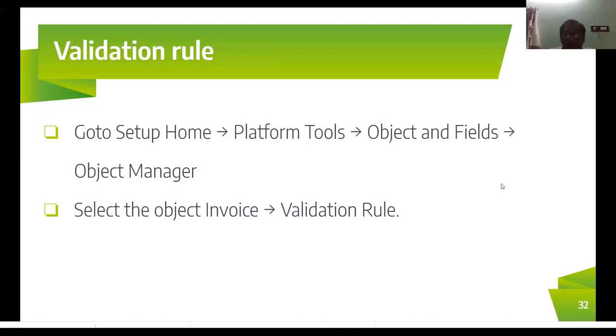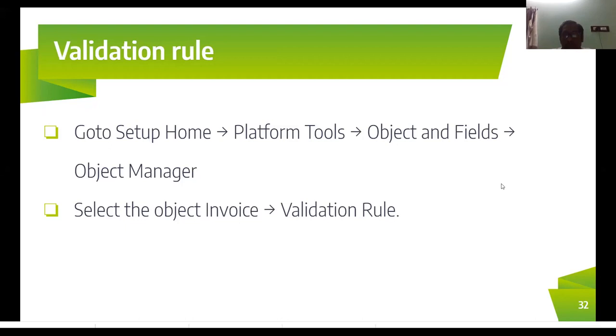So for this, what we do, we go to setup, home, platform tools, objects and fields. Then you're going to select the object manager. Say it's going to be invoice. It is going to be an invoice. We're going to select the validation rule for the invoice object. I've selected the invoice, and then it takes you to the detail page.